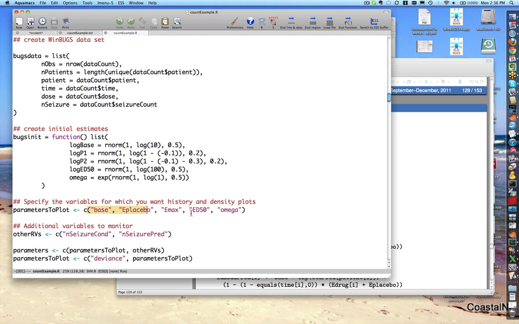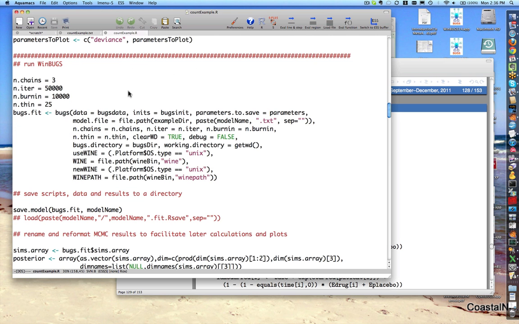We're going to want to grab all of our parameters here: base, E placebo, Emax, ED50, omega, and so on, as well as getting our posterior predictions. Actually, the first time I ran this, and the version I believe you have, it only had 10,000 iterations per chain rather than the 50,000 you see here, and I'll show you why in a minute. And in fact, 50,000 is probably not even quite optimal here, but I'll show you in a minute why.